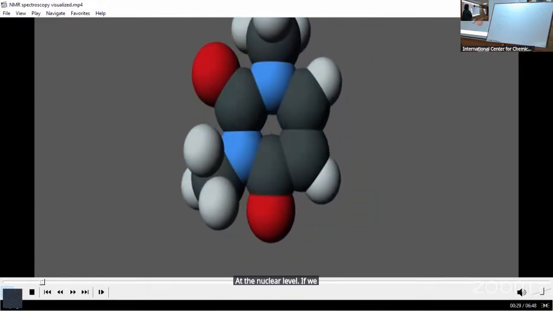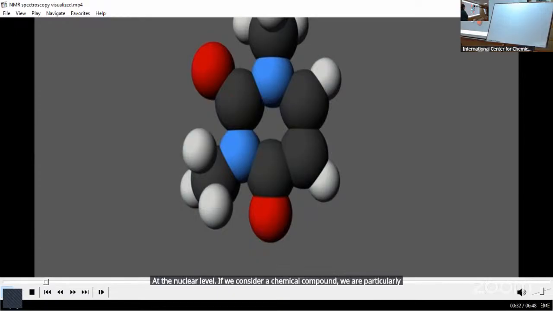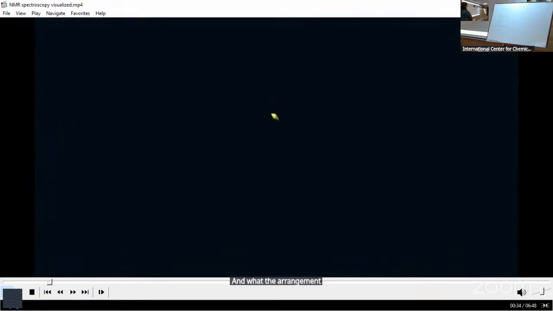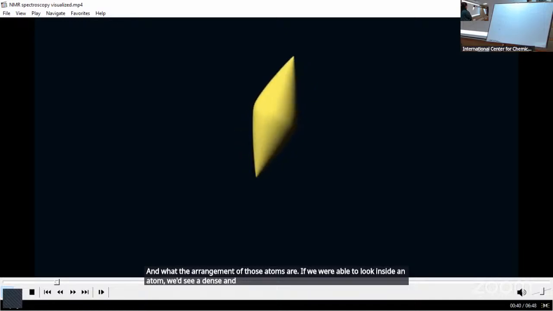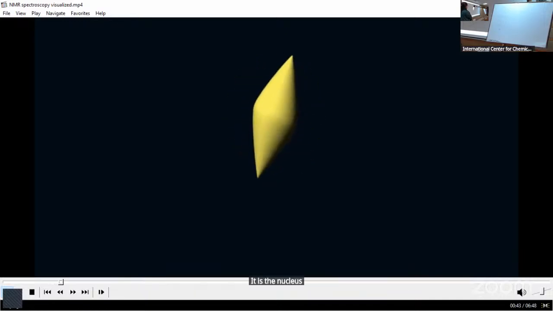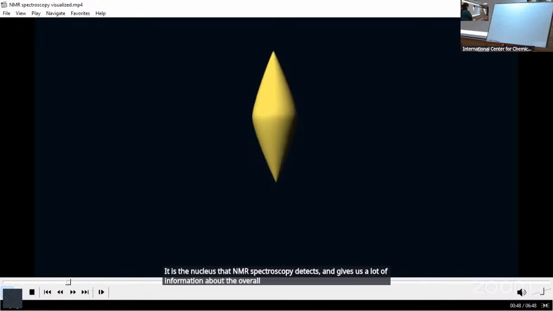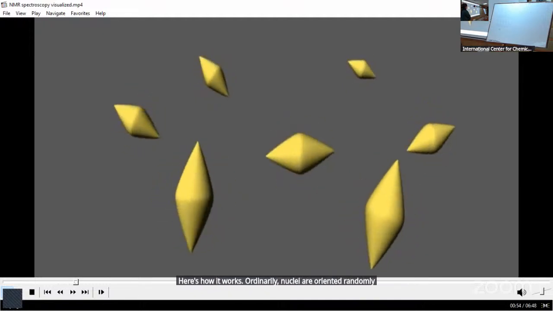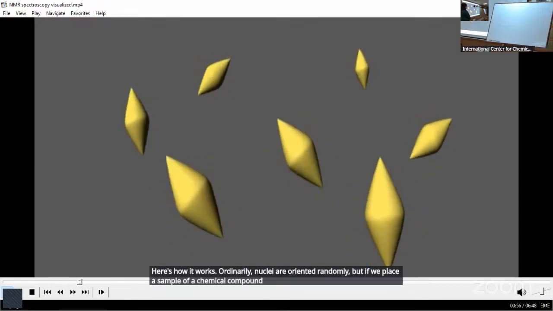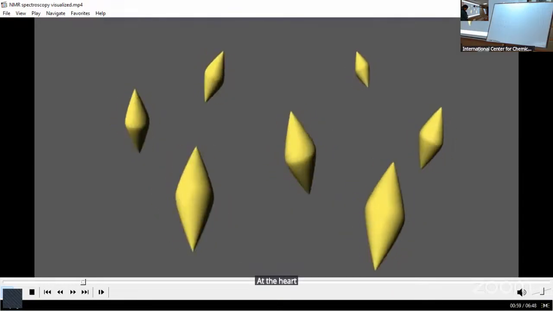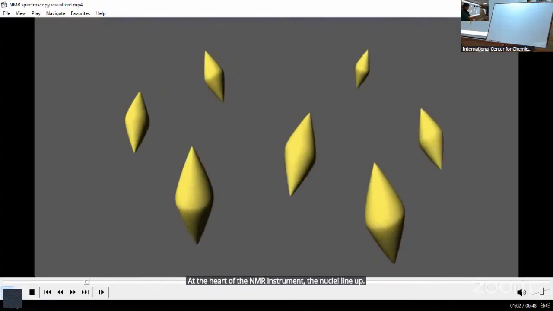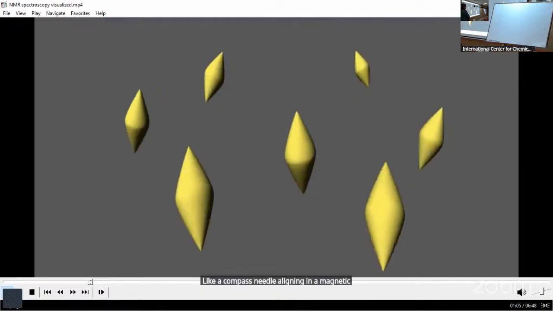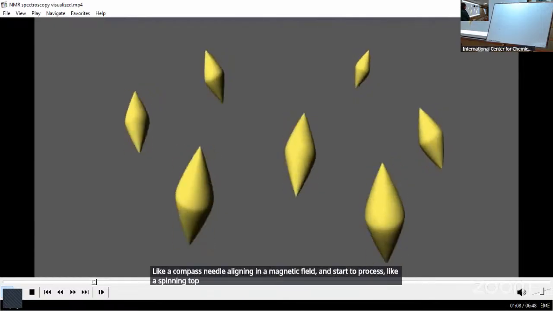If we consider a chemical compound, we are particularly interested in what atoms are present and what the arrangement of those atoms is. If we were able to look inside an atom, we'd see a dense and positively charged nucleus. It is the nucleus that NMR spectroscopy detects and gives us a lot of information about the overall structure of the molecule. Here's how it works. Ordinarily, nuclei are oriented randomly, but if we place a sample of a chemical compound in a strong magnetic field at the heart of the NMR instrument, the nuclei line up like a compass needle aligning in a magnetic field and start to precess like a spinning top as it spins on a table.